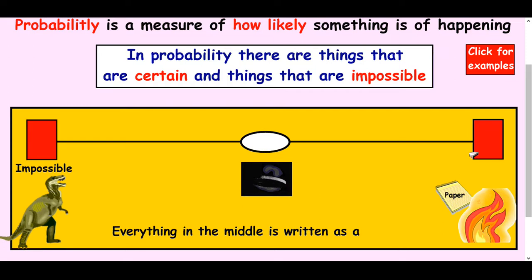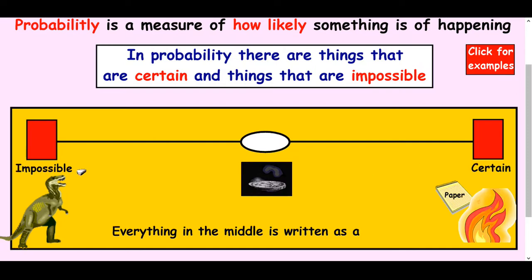And on the other side of the probability line, you've got things that are certain. Things that are certain are like tonight it's going to get dark. Well, at some point, if you put paper in a fire, it's going to burn unless you start saying it's special paper or whatever. Basic stuff like that. Or that tomorrow is going to be the day after today and so on. So they're your main bits at the end of the line.